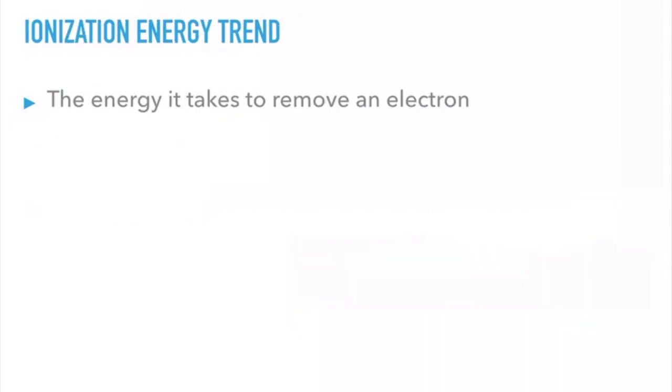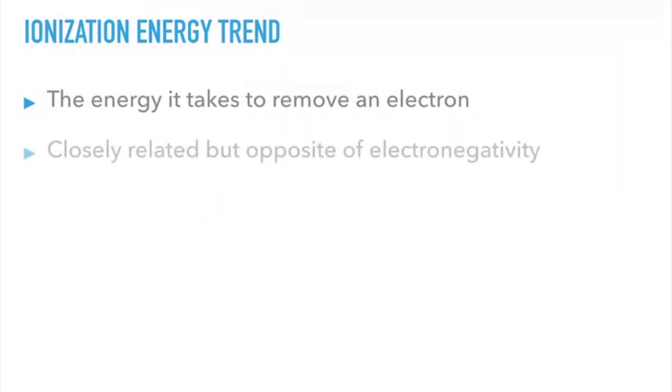The last periodic trend I will go over in today's video is ionization energy. This is related very much to electronegativity, but is the opposite of it. This is due to the fact that in electronegativity, an atom is gaining an electron, while ionization energy is the measure of the energy needed to expel all of the electrons from the valence shell.